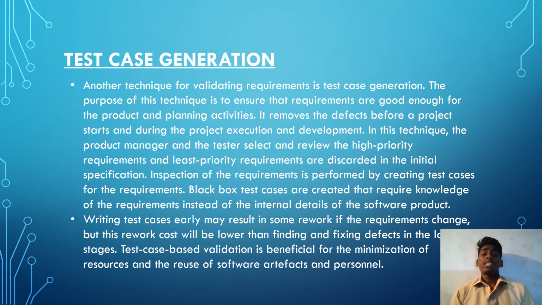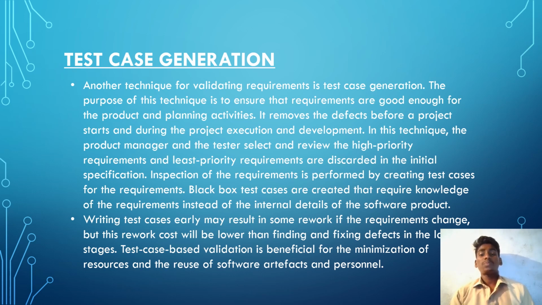So the third one is test case generation. Another technique for validating requirements is test case generation. The purpose of this technique is to ensure that requirements are good enough for the project and planning activities. It removes the defects before a project starts and during the project execution and development. In this technique, the product manager and the tester select and review the high priority requirements, and least priority requirements are discarded in the initial specification.